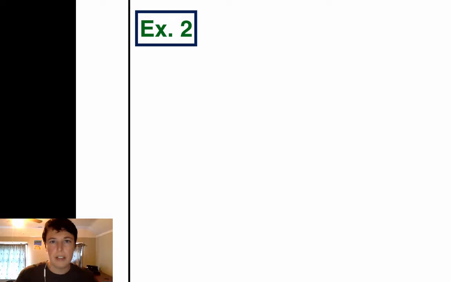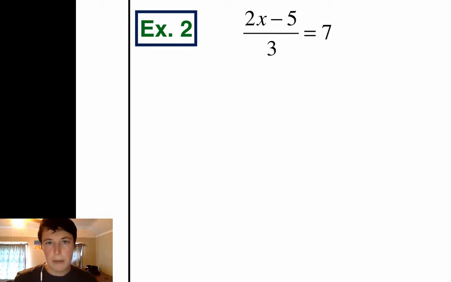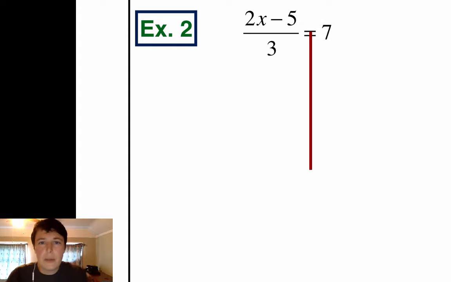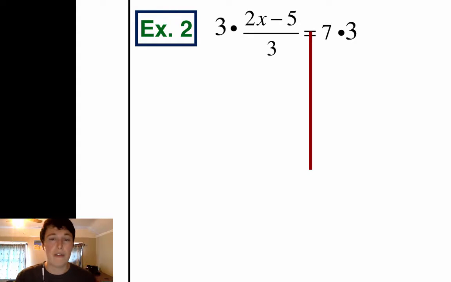All right, let's try another one. Let's do an example 2. We're going to solve for x, and here's our problem. 2x minus 5 all over 3 equals 7. Well, same thing. I'm going to put a line down the equal sign. And since it's in one really big fraction, I got to get rid of the fraction first. So we're going to multiply by 3 on both sides to get rid of the fraction.